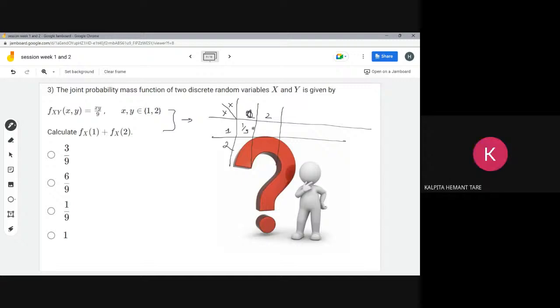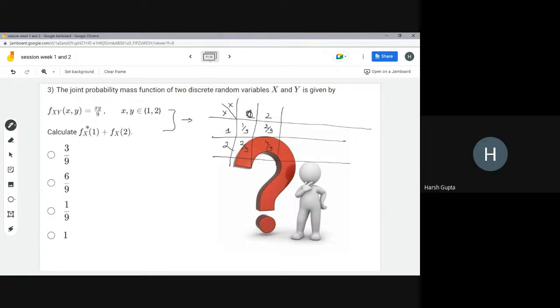1 by 9. What is the probability that f of x, y is 2 by 9? 2 by 9. This is also 2 by 9. 4 by 9, 1 by 9. So we can also do it by just writing it, no need of a table. Okay, so we will check from the table.